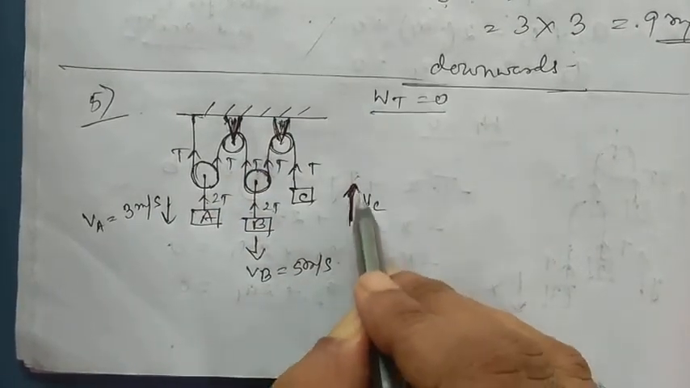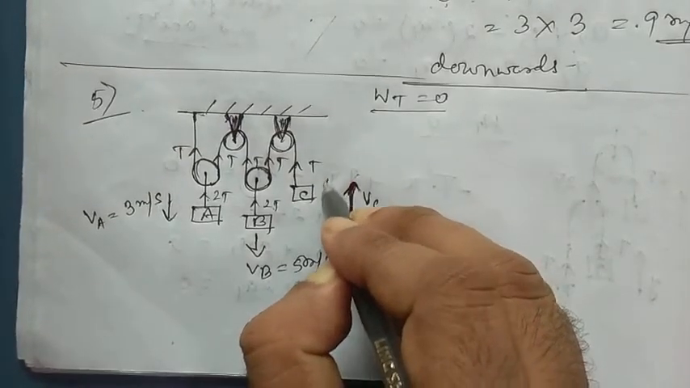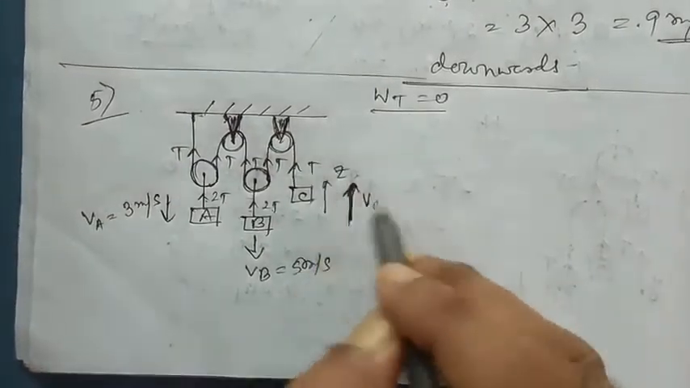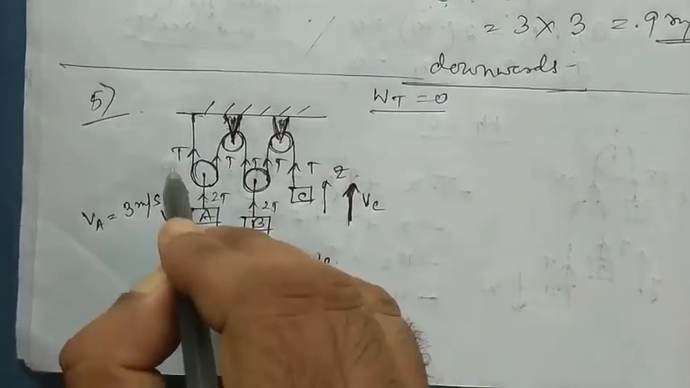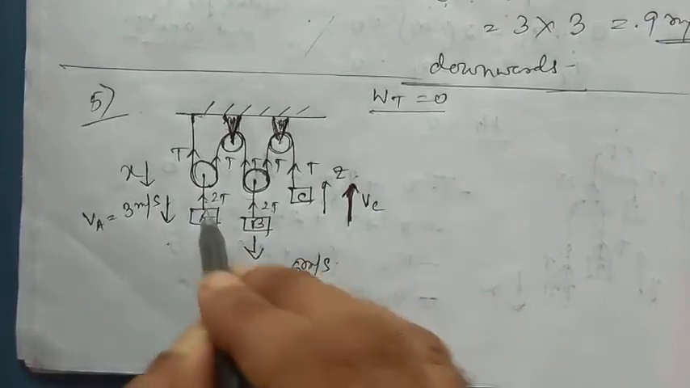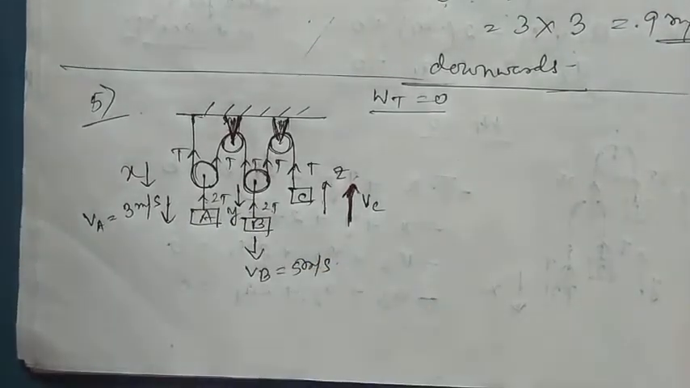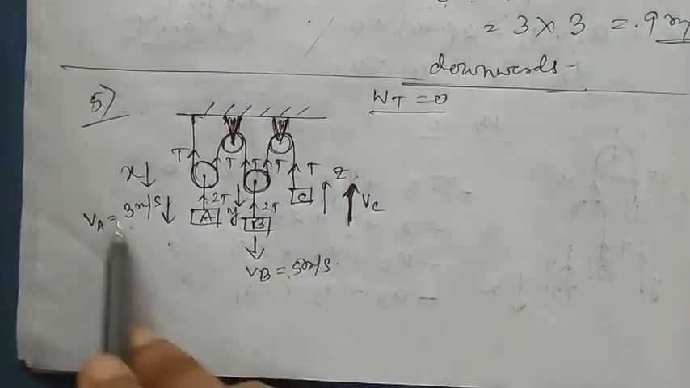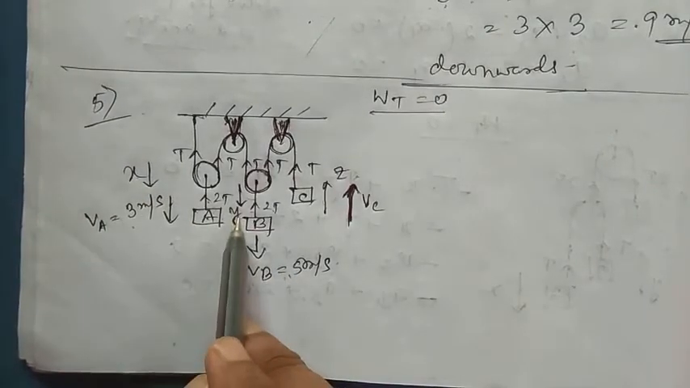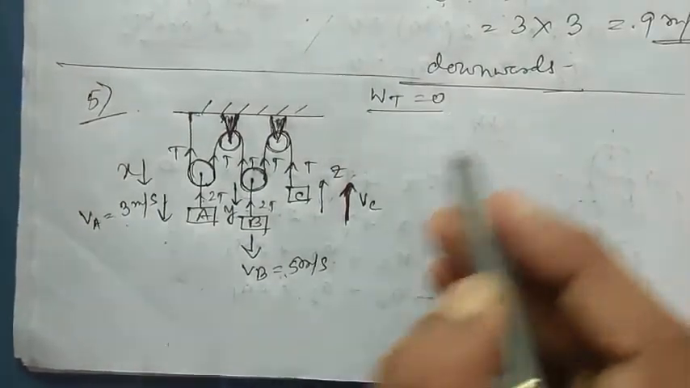Now the velocity of C will be upwards, so let us take the displacement of C, Z, to be upwards, displacement of block A to be X downwards, and displacement of B, also downwards, is Y, because they have already given that these two velocities are downwards. So X downwards, Y downwards, Z is upwards.